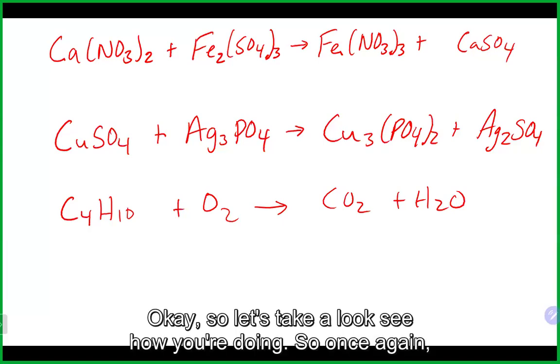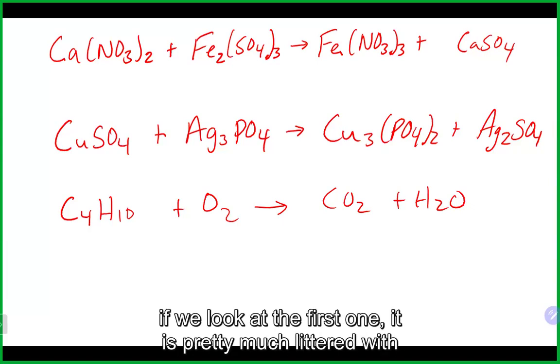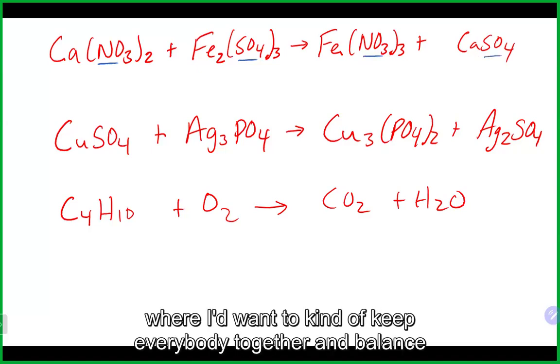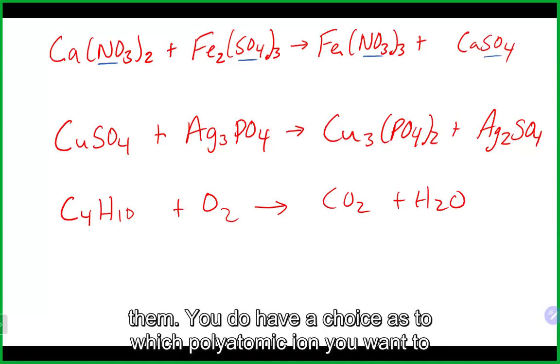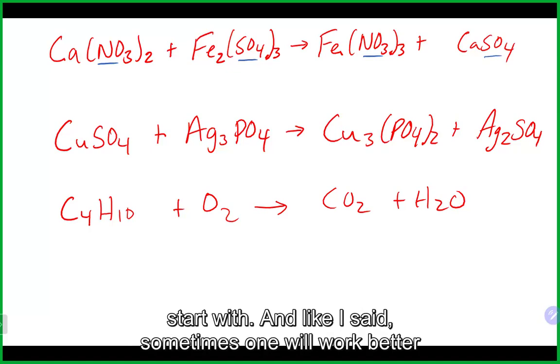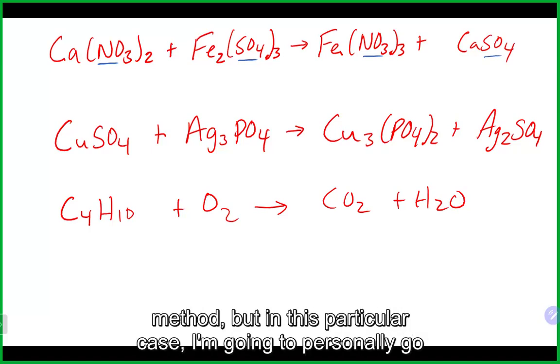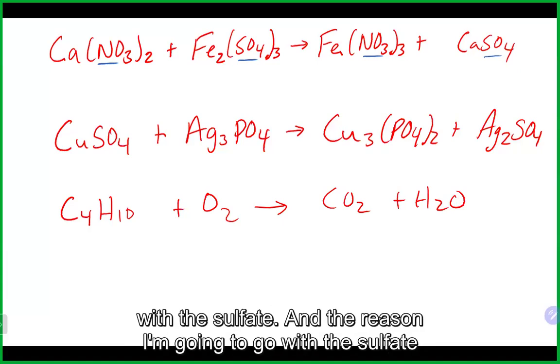Okay, so let's take a look, see how you're doing. Once again, if we look at the first one, it is pretty much littered with these polyatomic ions. So this would be a case where I'd want to keep everybody together and balance them. You do have a choice as to which polyatomic ion you want to start with. Sometimes one will work better than the other and one really won't work so great with this method. But in this particular case, I'm going to personally go with the sulfate.